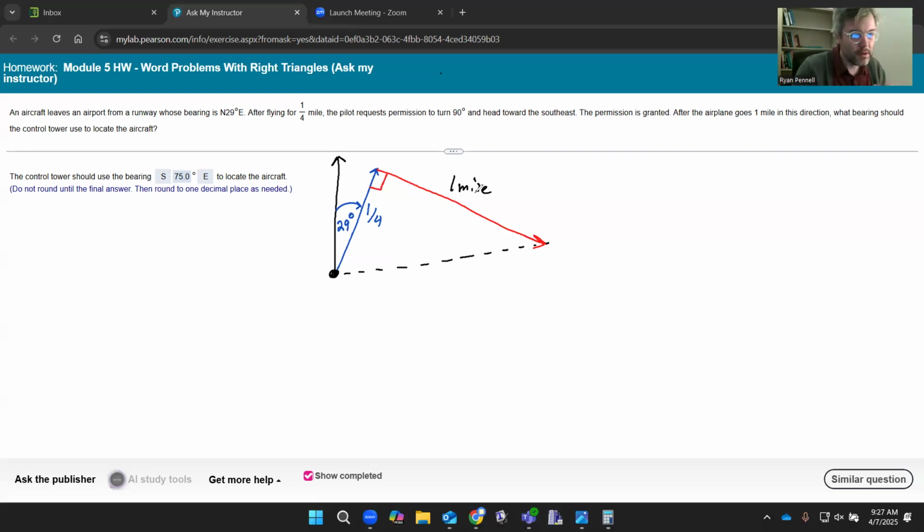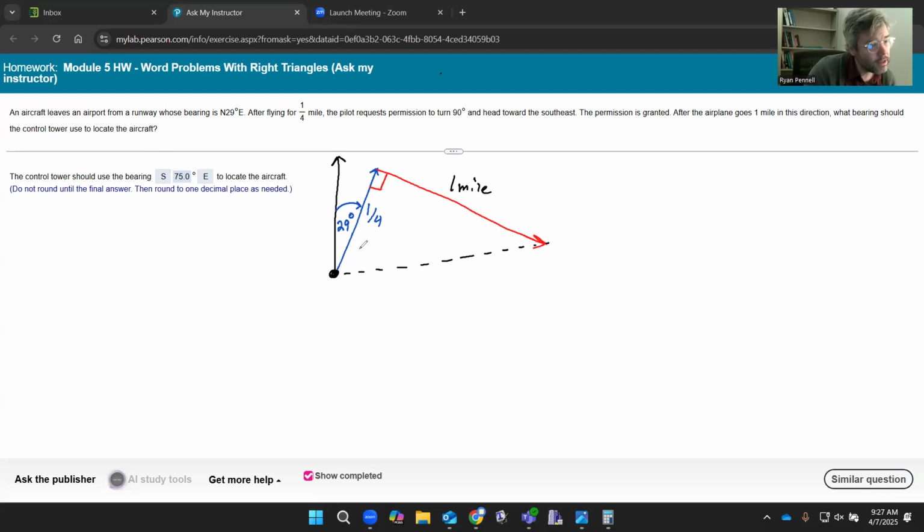Okay, so now we have to solve it. What do we know? We know that this here is 29 degrees, but we don't know what this angle is really. So we need to find that. That's the angle from mission control, I suppose, or whatever they call it. So let's see if we can't find it. Now we know that this is 1 mile. We know that this is 1/4 of a mile.